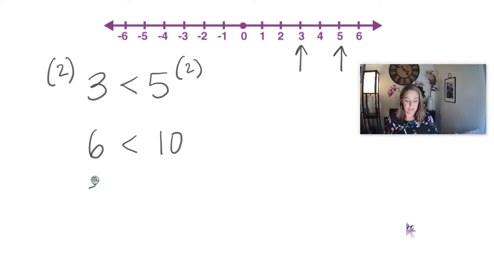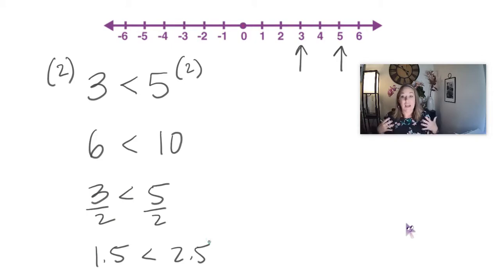Let's take 3 is less than 5 and then divide both sides by 2. So we'll get 1.5 is less than 2.5. So I've done things to both sides and it worked out, and it's the same. It's still a true statement, right? Well, let's see what happens if I multiply by a negative number.